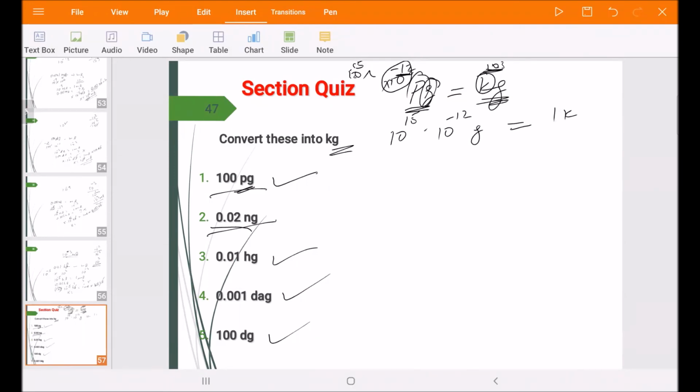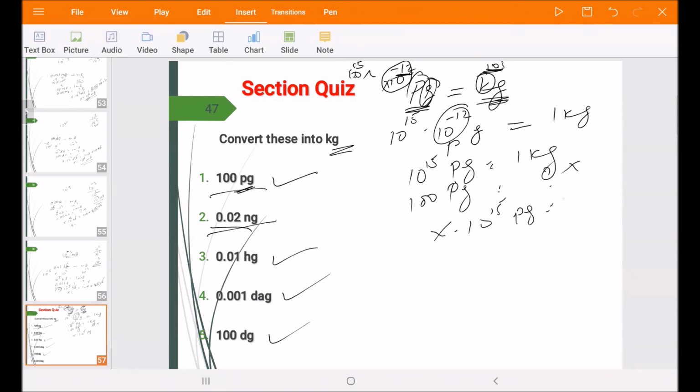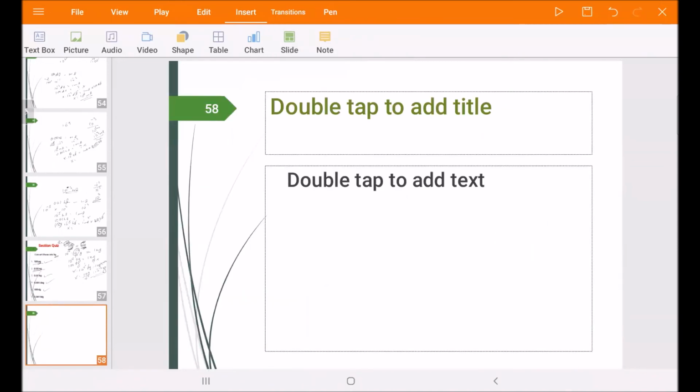Atom is equal to 1 kilogram? So each human matters, 10 to the power of 15 picogram per kilogram, okay, normal. So 100 picogram, since you want to know how many kilograms, x times 10 to the power of 15 picogram is equal to 1 kilogram times 100 picogram. So x is equal to 100 over 10 to the power of 15, so this kind of internal as a source kilogram.